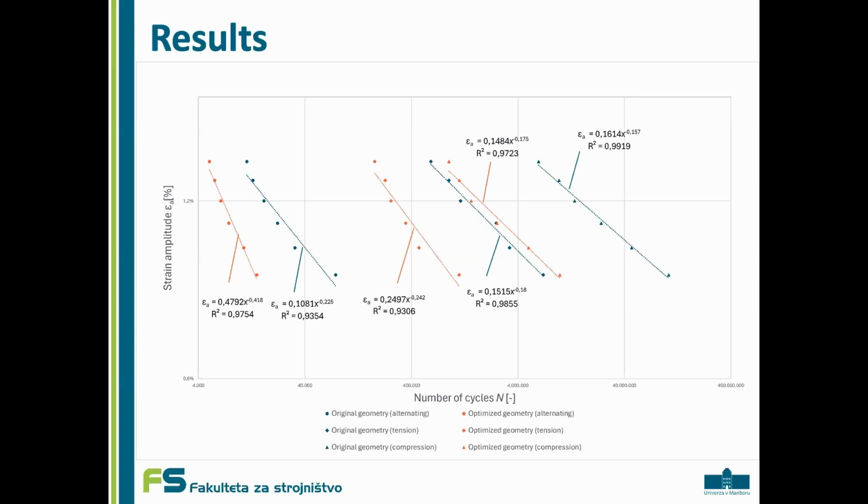Contrary to what we thought would happen, the optimized structure had a shorter lifespan in all cases. And we also made the trend lines and had the equations written out, and we can see that the exponent that gives us the slope of the trend line shows that in each case the optimized structure has a greater slope, which I'll comment on in the conclusions.